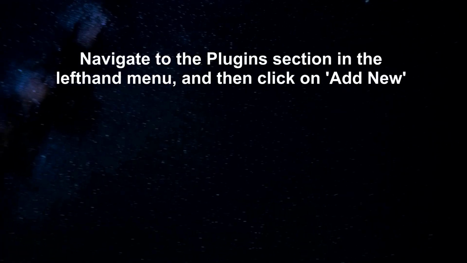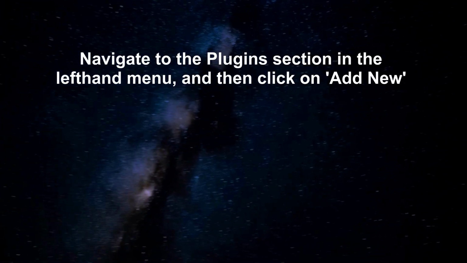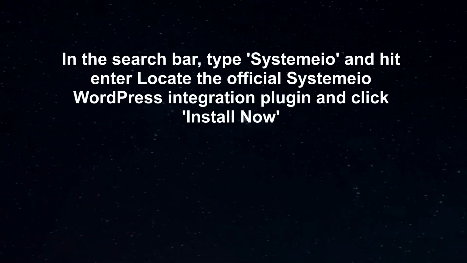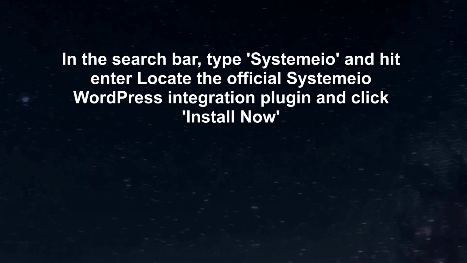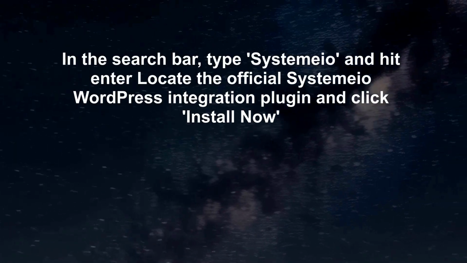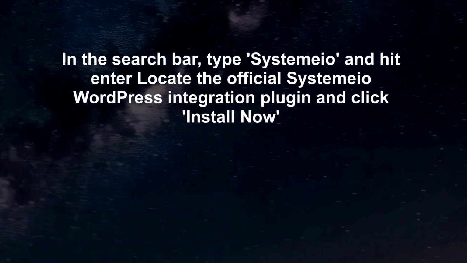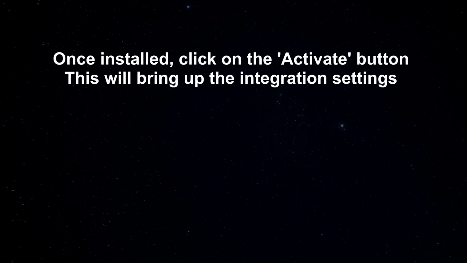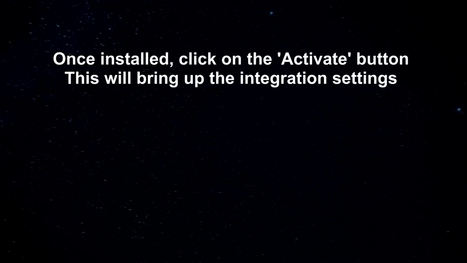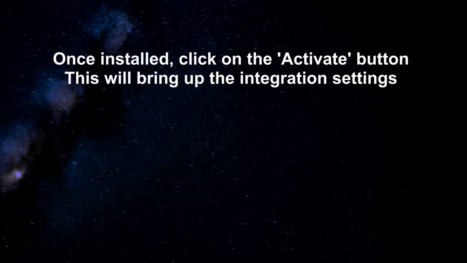Navigate to the plugins section in the left-hand menu, and then click on Add New. In the search bar, type System.io and hit Enter. Locate the official System.io WordPress integration plugin and click Install Now. Once installed, click on the Activate button. This will bring up the integration settings.